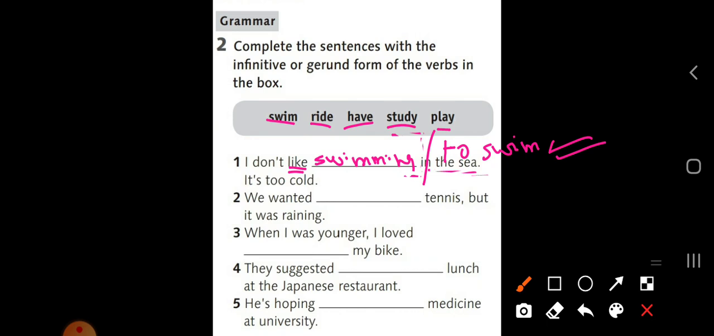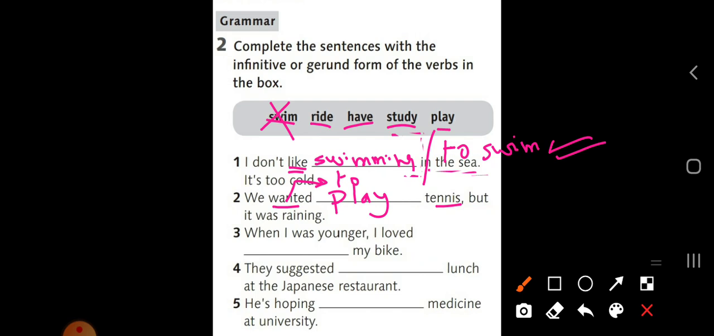We wanted. Now the verb want must be followed by to plus infinitive. So to what? We wanted to tennis. What do you do with tennis? Ride, have, study, or play? Of course, to play. Okay, so we wanted to play tennis, but it was raining.